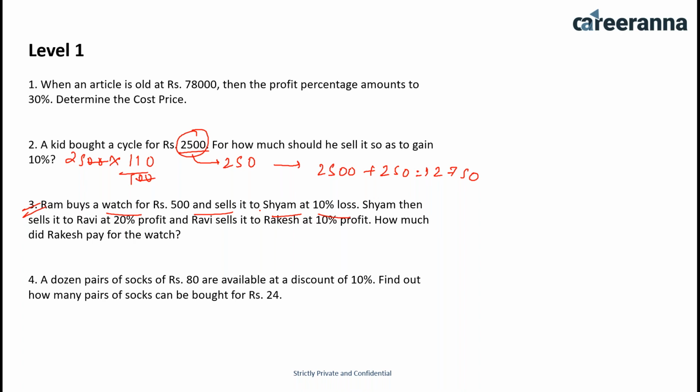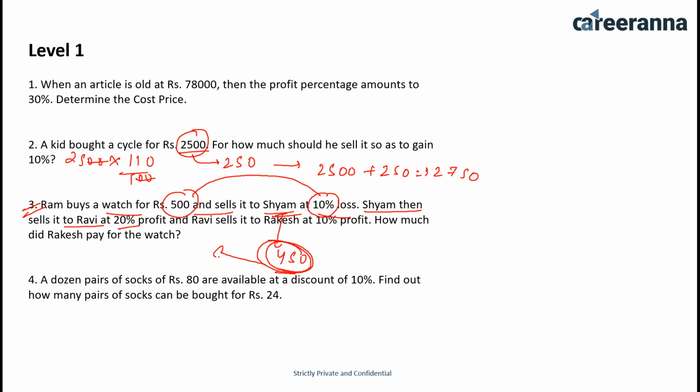Okay, so let me tell you how to solve it without using pen and paper. So it is 500 and he sells it at 10% loss. So 10% of 500 is 50 rupees. So cost price for Sham would be 450, right? Sham then sells it to Ravi at 20% profit. So 20% of this is 90, because 10% is 45 and 20% would be 90. So 90 is the profit.